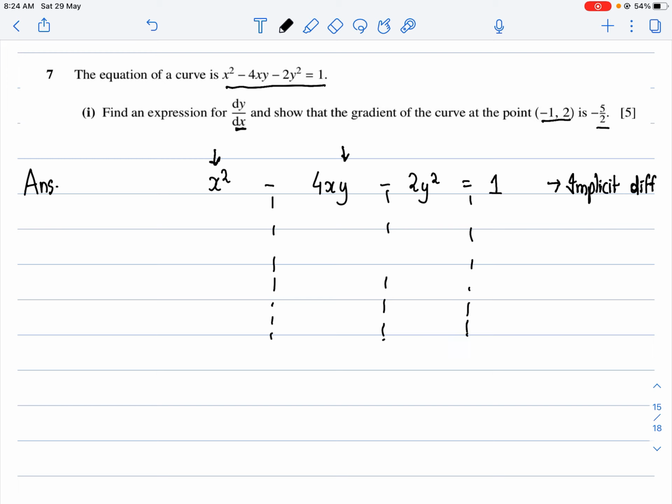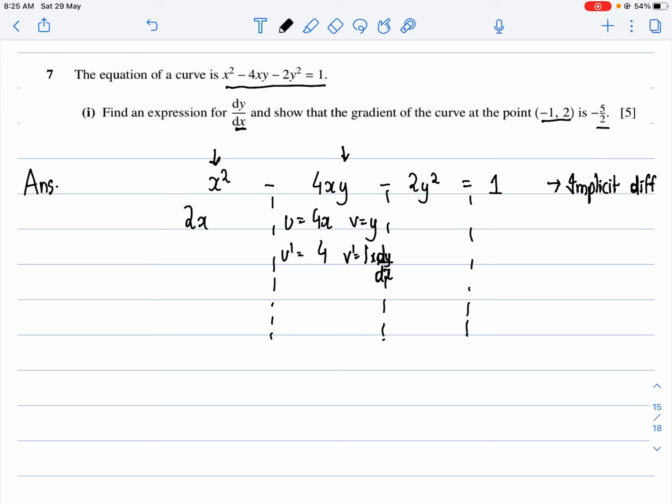The differentiation for x square is simply 2x. Easy. Now the differentiation of 4xy. We use the product rule here, because 4x is multiplied with another entity. So u is equal to 4x, v is equal to y. Now u dash, the differentiation of 4x, is 4, and v dash, the differentiation of y, is 1. But whenever we differentiate y, we multiply it by dy by dx. That's the concept of implicit differentiation.